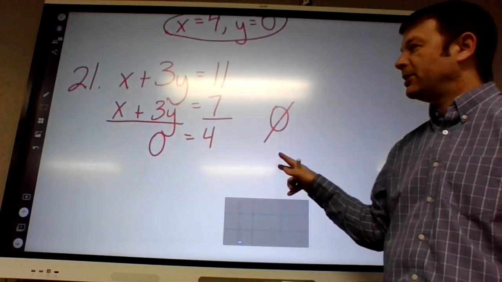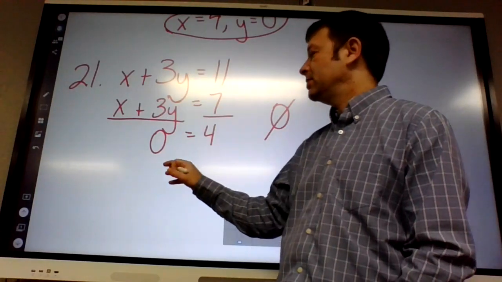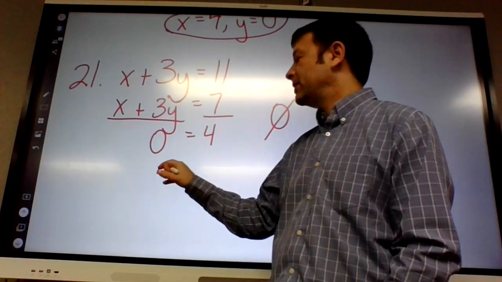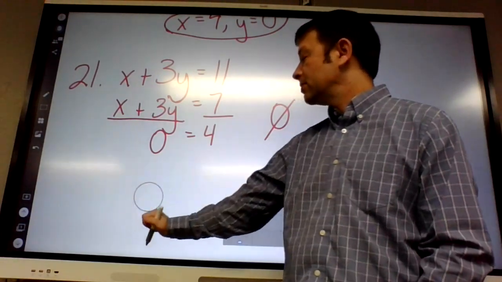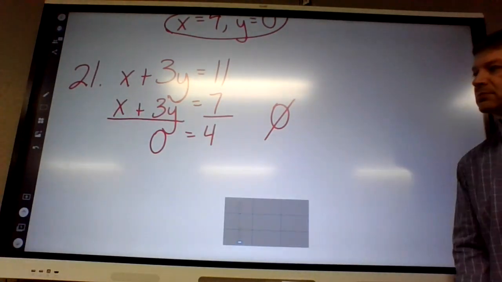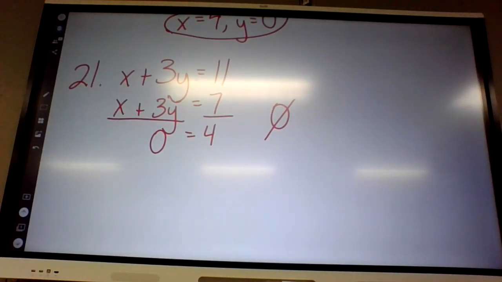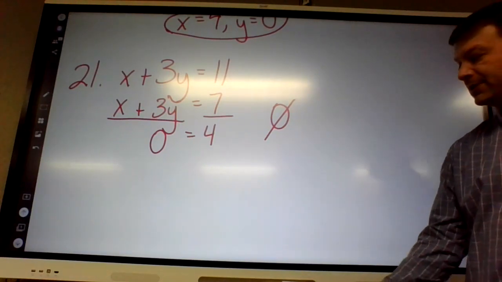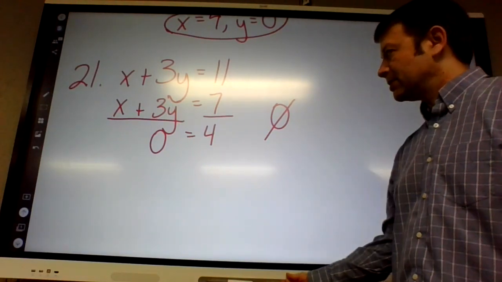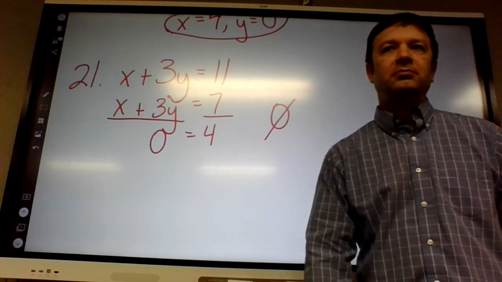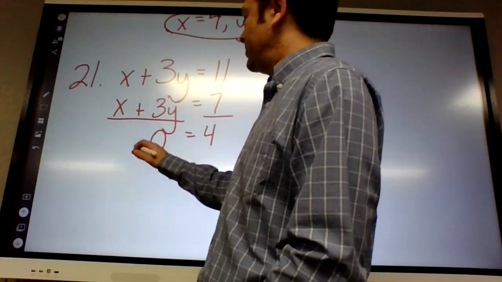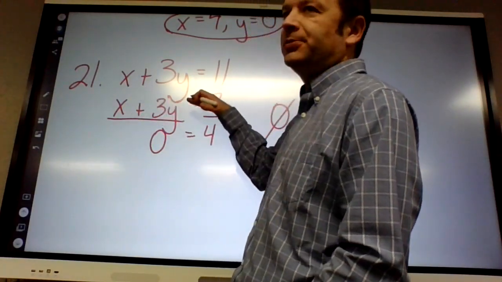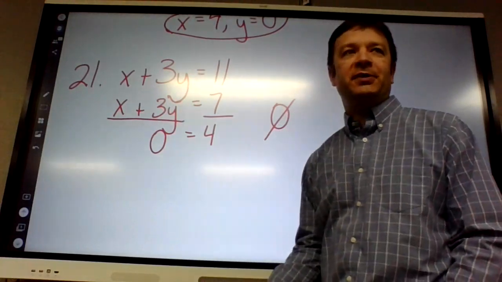How can we tell when it's infinite solutions? It's like 4 equals 4, or 0 equals 0, something that's true. So it would have been correct if the top one said x plus 3y equals 7. If it was x plus 3y equals 7, it would have been infinite solutions, yes. If you multiply this line times 2, they're still the same thing, so you still get infinite solutions.